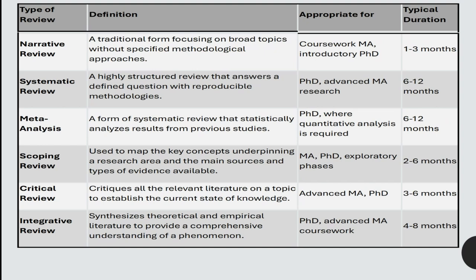So on a PhD level, you might conduct a scoping review to map, for instance, key concepts underpinning your research area, the main sources and types of evidence available. So it does literally what the name says. It scopes. It scopes what is available in the field. It scopes what concepts are out there.